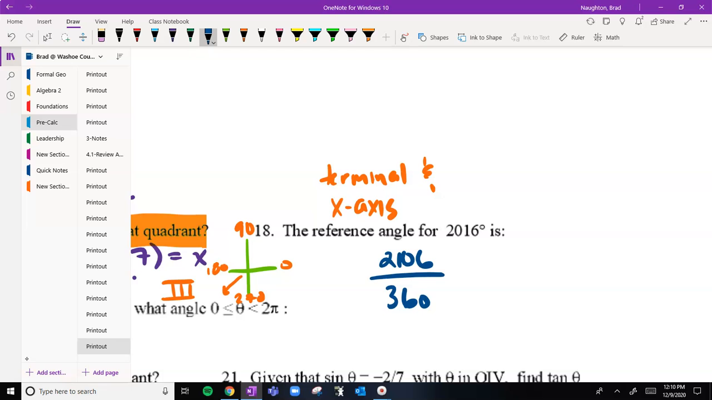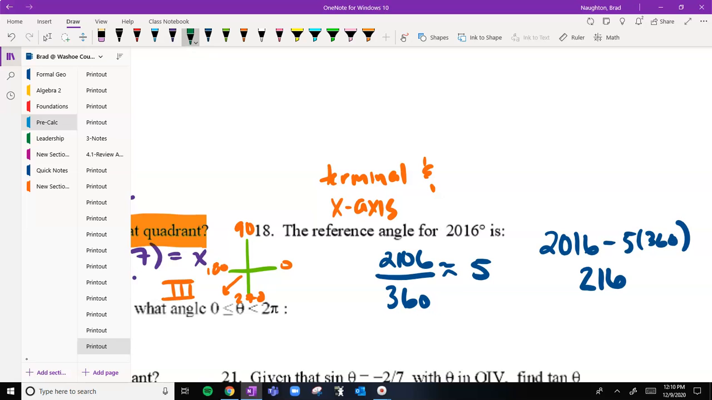So 2,016 divided by 360, we're going to get 5.6. So we're going to say approximately 5. Okay, we'll just say approximate. So we'll do 2,016 minus 5 times 360, and that's going to land me with 216 degrees.